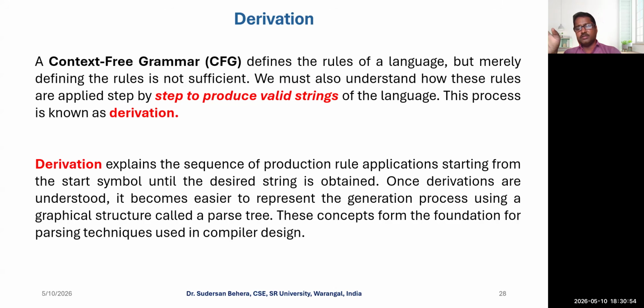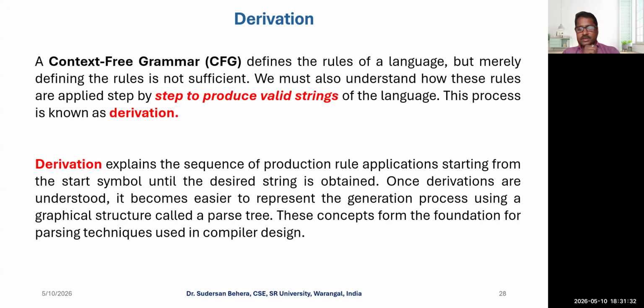In the same way here, once you understood what the derivation process is, you can easily understand how the string is generated. And you can easily arrange them diagrammatically. That is called a tree. Once you diagrammatically lay them out, that becomes a tree, and the tree is called a derivation tree, syntax tree or parse tree. That is the output of your syntax analysis. This concept forms the foundation for the parsing techniques used in compiler design. So derivation and derivation tree are the most important concepts.